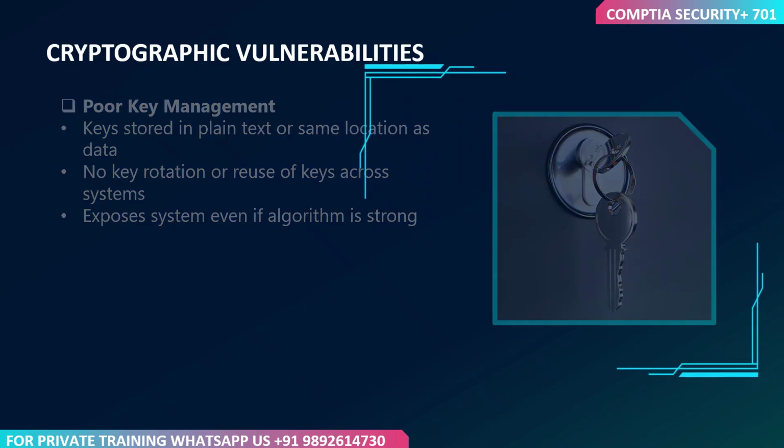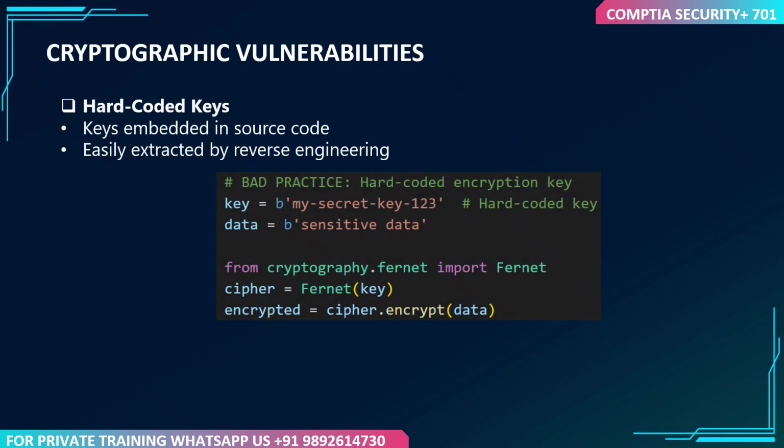analysis. And let's not forget hard-coded keys. Sometimes developers embed encryption keys directly into the application code, and that might work for quick testing, but in production, it's a disaster. If an attacker reverse engineers the app, they can extract the key and decrypt all the data. It's surprisingly common, especially in embedded systems and IoT devices.